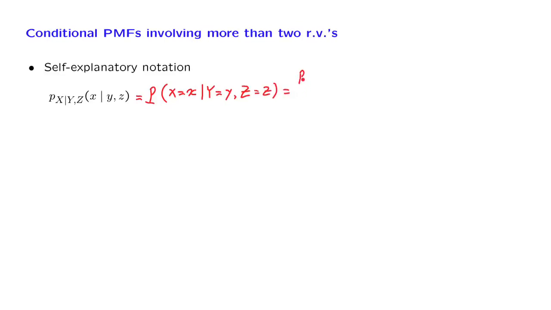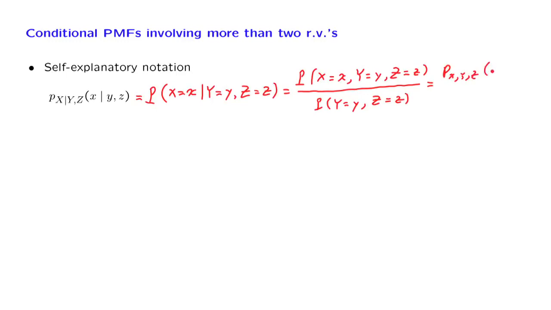Using the definition of conditional probabilities, this is the probability that all events happen divided by the probability of the conditioning event, which in our case is the event that y takes on a specific value and simultaneously z takes another specific value. In PMF notation, this is the ratio of the joint PMF of the three random variables together divided by the joint PMF of the two random variables y and z.